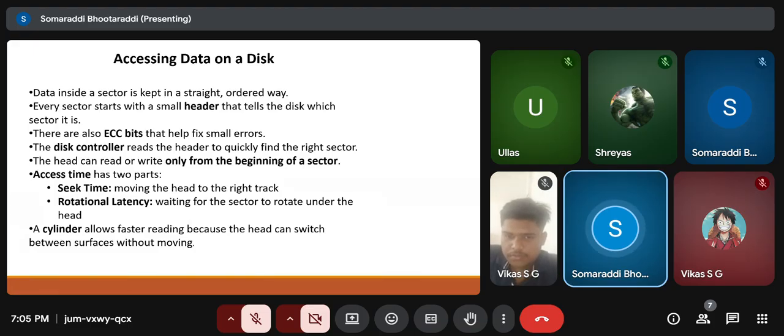Access time has two parts, that is seek time and rotational latency. Moving the head to the right track is known as seek time. Waiting for the sector to rotate under the head is known as rotational latency. A cylinder allows faster reading because the head can switch between the surfaces without moving.